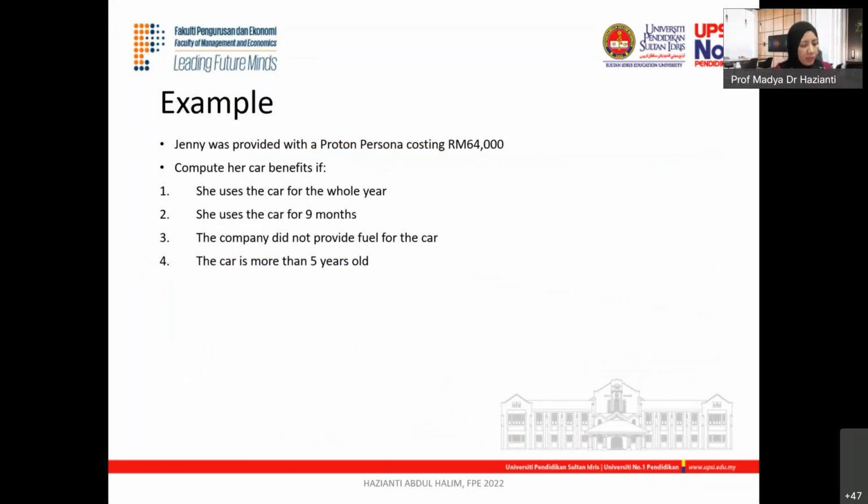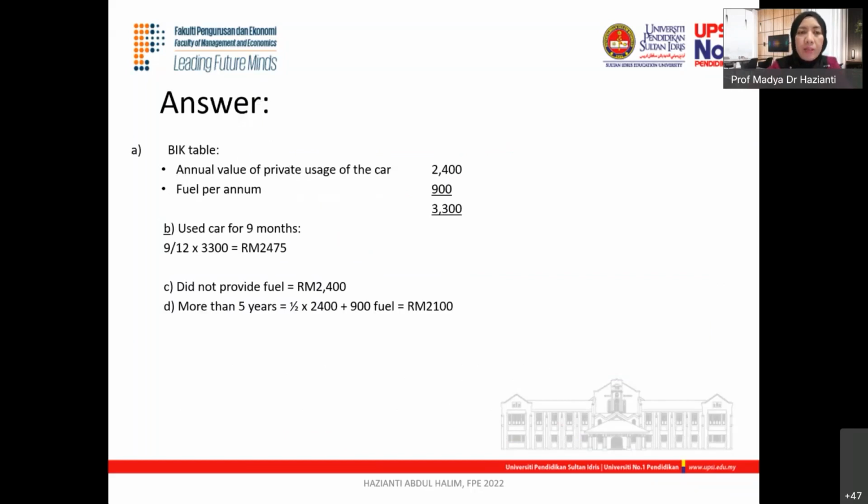Alright, example. Remember, the answer is already in the notes, this Jenny one. Jenny was provided with a Proton Persona costing 64,000. Compute her car benefit if she uses the car for the whole year, if she uses the car for 9 months, if the company did not provide fuel for the car, or if the car is more than 5 years old. Here we understand that we assume she gets the car and the fuel as well.